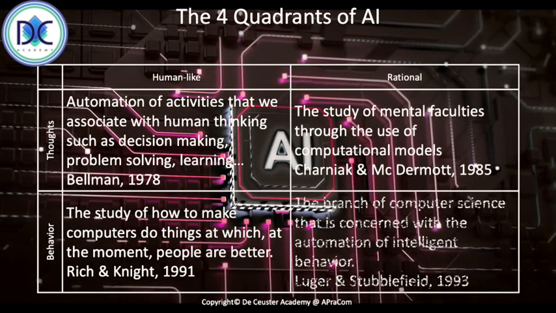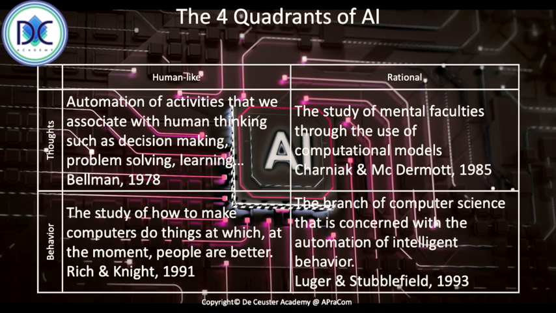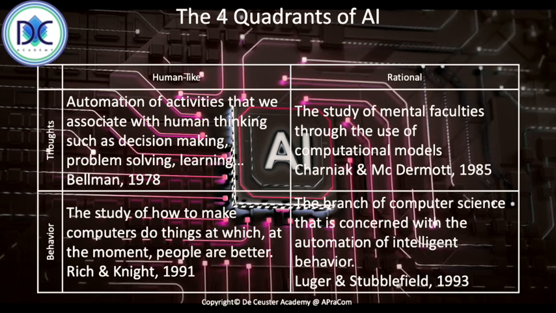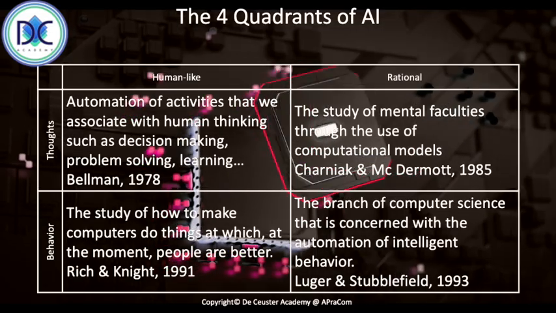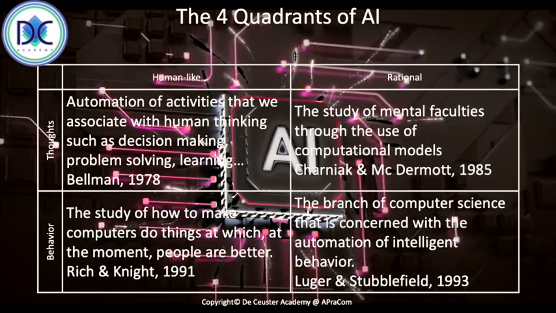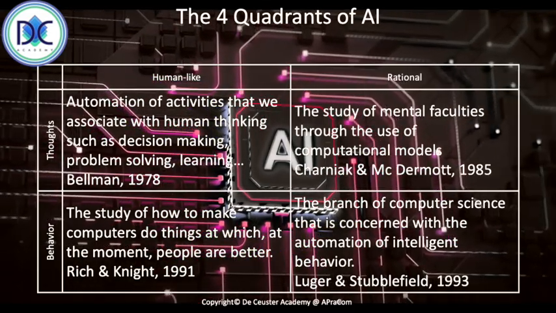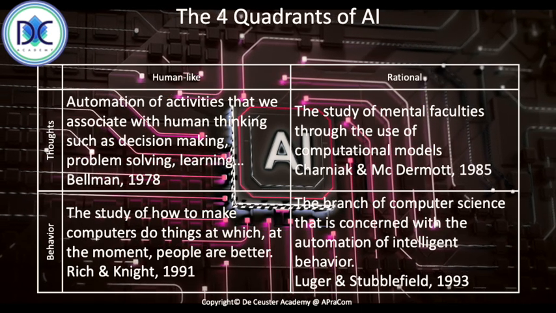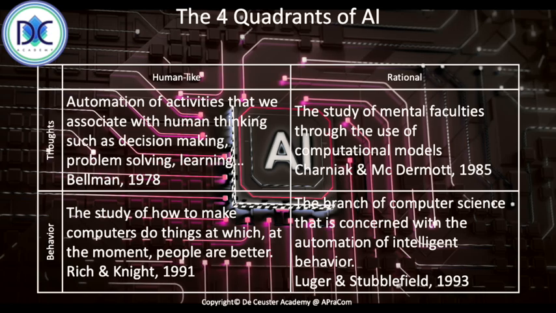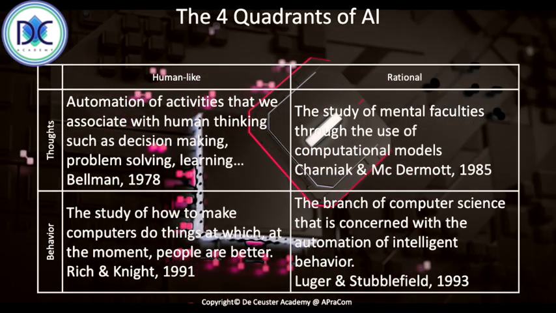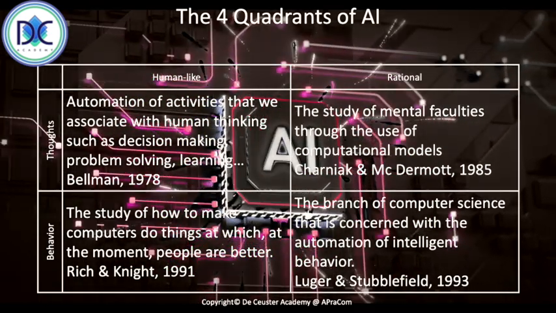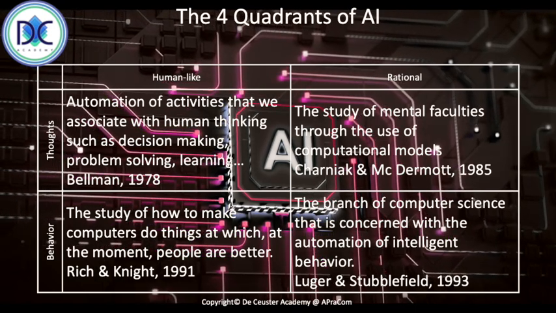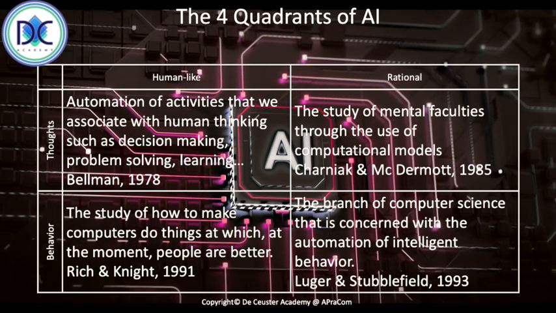The last quadrant is the combination of behavior and rational. Here we look at the branch of computer science that is concerned with the automation of intelligent behavior. It was described by Luger and Stubblefield in 1993. So we're looking at how can we automate the intelligent behavior of the AI robots and agents that we have.